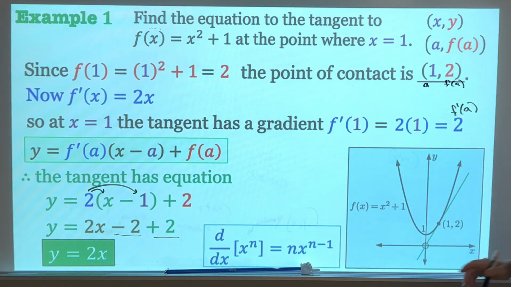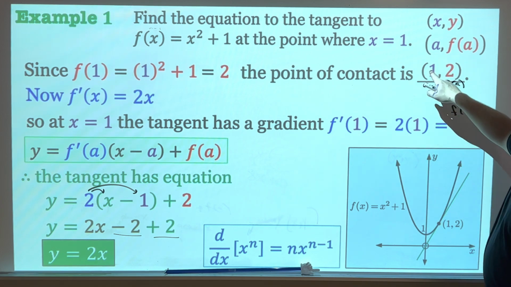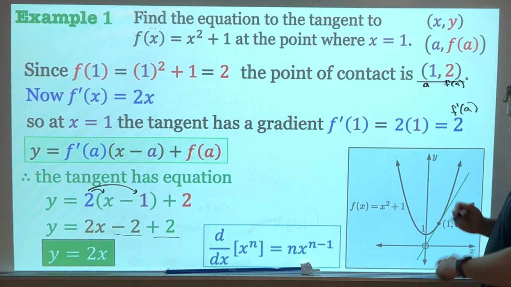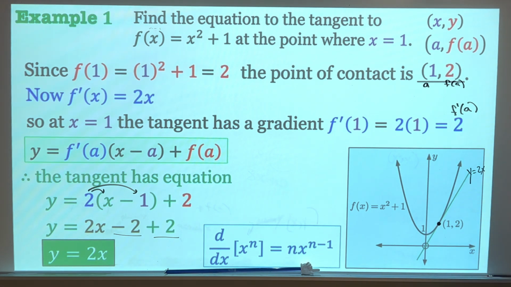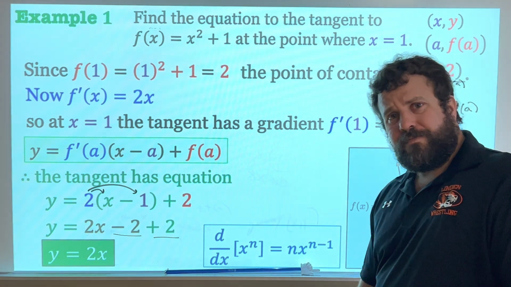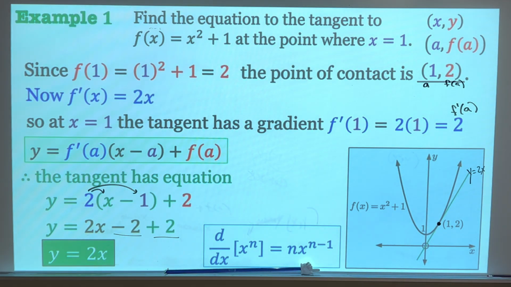If you look at your graph, the graph f of x equals x squared plus 1, at point 1, 2, right here, you have the tangent line. This tangent line is y equals 2x. Right? That's it. Isn't that easy? Pretty simple, right? What do you think? All right. 8 slides down. 33 to go.